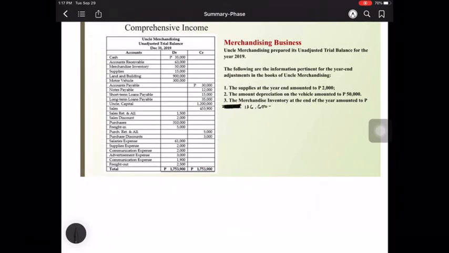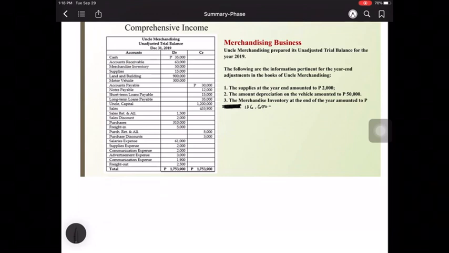Okay, so let's move on in answering another problem, but this time we are going to prepare now an income statement for a merchandising type of business. Okay, now we may be allowed already to apply either of the two forms of income statement, therefore the nature of expense and your function of expense method. Okay, but before doing so, there are certain things that you have to do first before we could formally start preparing now the income statement for this merchandising business.